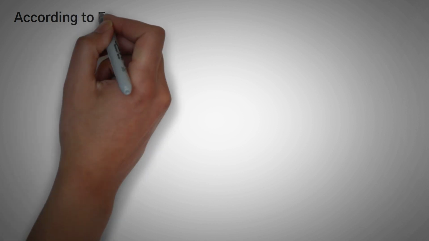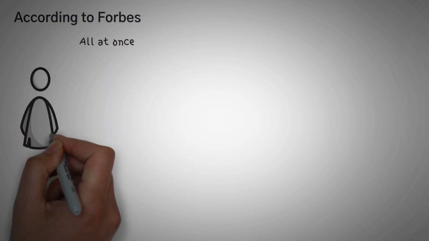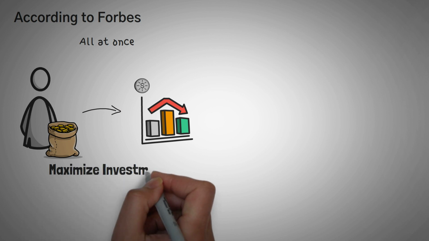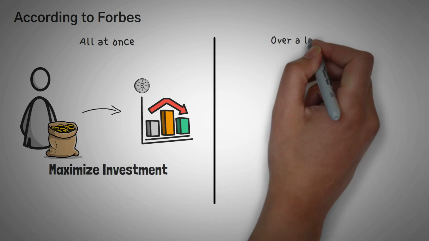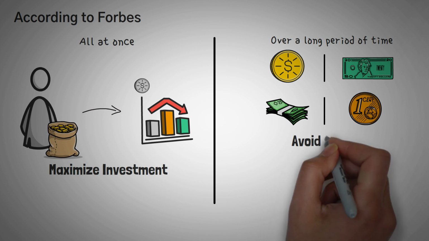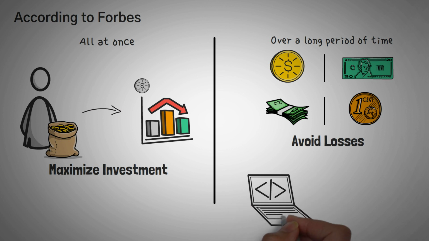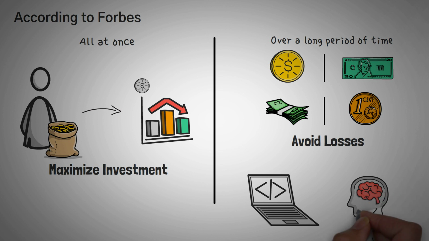Moving on, according to an article on Forbes, investing lump sums during any dip has been proven to maximize your investment if the investment is up. However, dollar cost averaging has been proven to avoid major losses. Now, another big benefit of dollar cost averaging is that you can set it up to happen automatically each month. And this is important so that the psychological barrier to investing is basically non-existent each month.